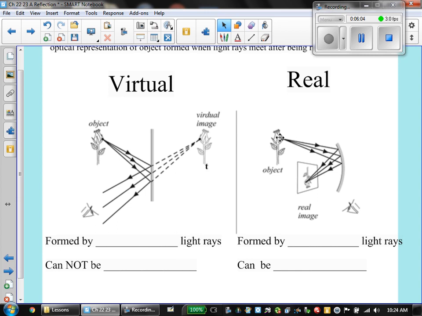So here's an object standing in front of a curved mirror, in this case a concave mirror. Light hits the mirror, bounces off, comes straight to your eye, and you can actually project this onto a screen. So instead of going into your eye like it was over here, it's going onto a screen. You can actually look at the screen and see it. Also notice that the light rays appear to be converging. They're coming towards each other. So we say real images are formed by light rays converging together, and they can be projected onto a screen. And again, this will make much more sense after we do the lab.